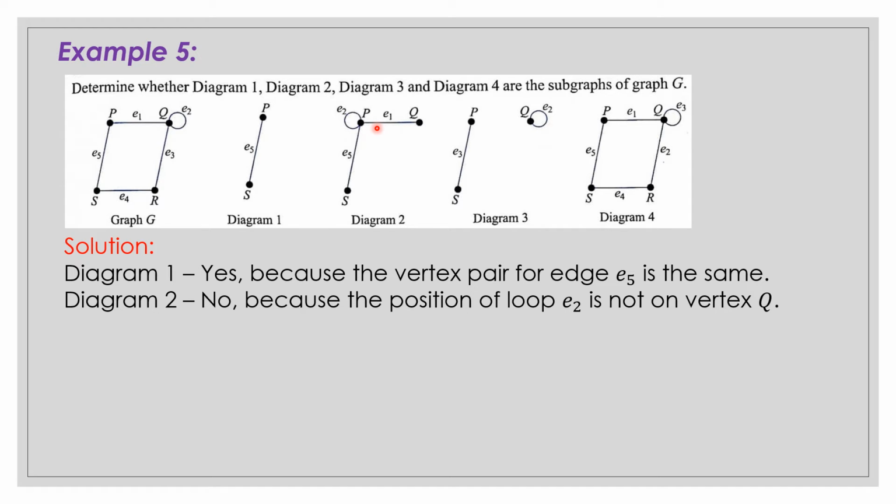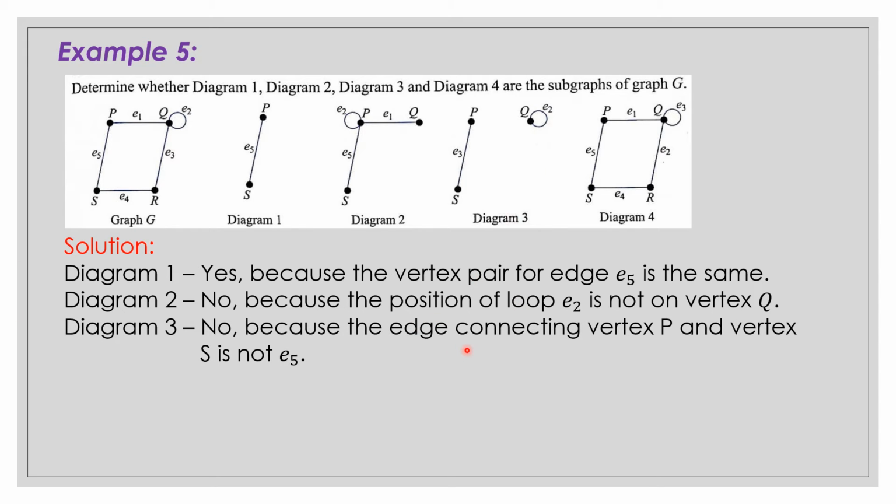Then we go to diagram 3. Did they have the same positions? Q has a loop E2, yes, it's E2, but you can see that the vertex pair PS is connected by E3, but if you compare with graph G, PS is supposed to be E5, so no, it's not a subgraph. Because the edge connecting vertex P and vertex S is not E5, where it is supposed to be E5.